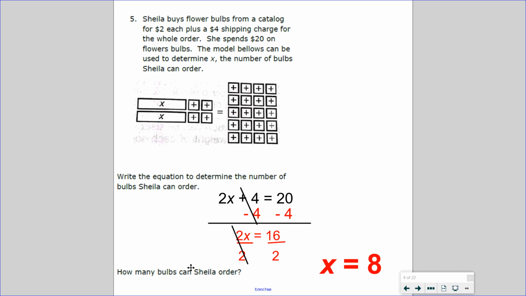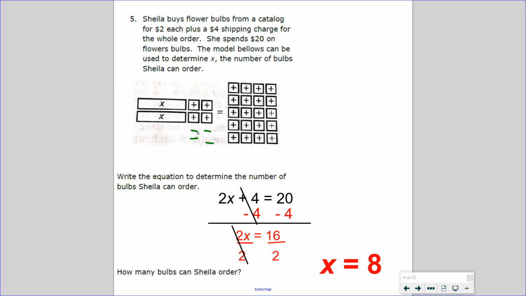So number 5, Sheila buys flower bulbs from a catalog for $2 each plus a $4 shipping charge for the whole order. So it's right here. She spends $20 on flower bulbs. So can you solve this? There are 2 ways you can solve it. You can solve it using a pictorial model.